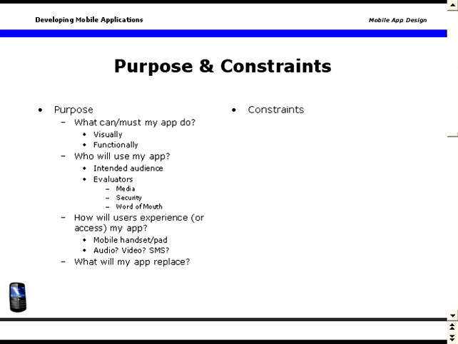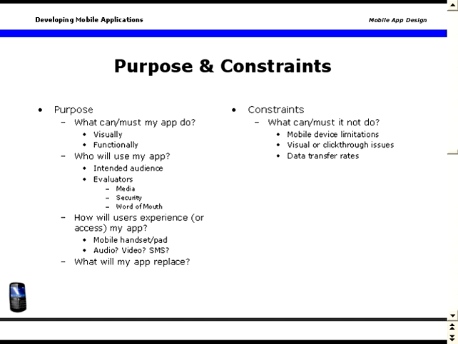Your app's constraints, or its outer boundaries, will be determined by what it can or must not do. Due, for example, to mobile device limitations, or visual or click-through challenges, or data transfer rates on a wireless network. What are your technology constraints? Platform specificity, network performance? What are your users' constraints?